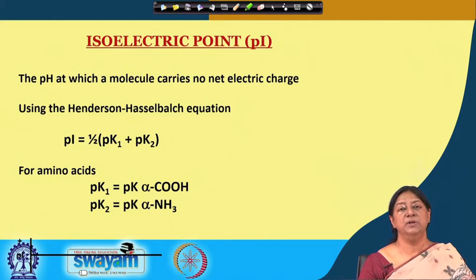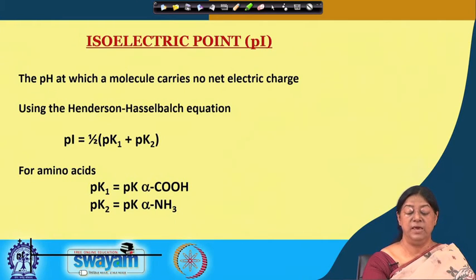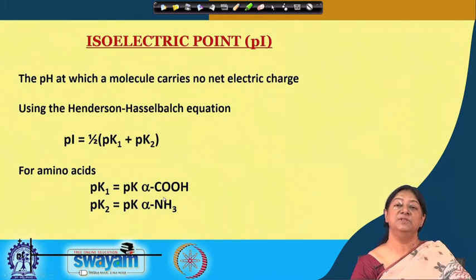The knowledge that we require for this is the pK1 value, the pK2 value and the pKr value of the ionizable side chains. For amino acids without a side chain that is ionizable, we know that we have a pK1 associated with the alpha carboxylic group, we have a pK2 associated with the alpha NH3 plus, associated with this group.